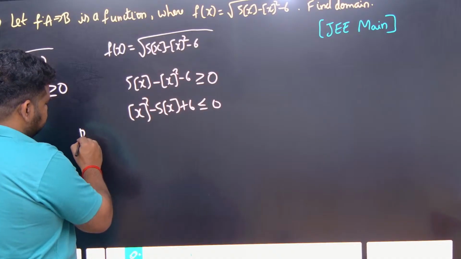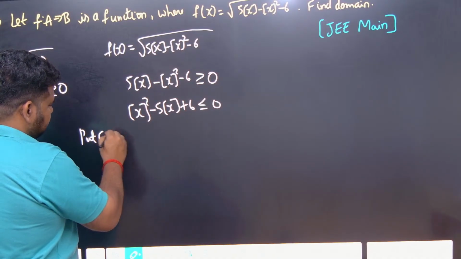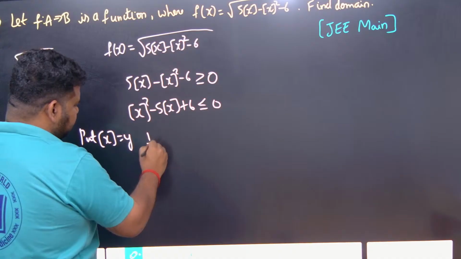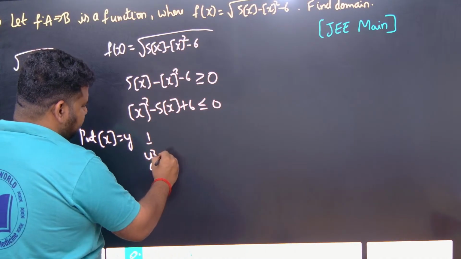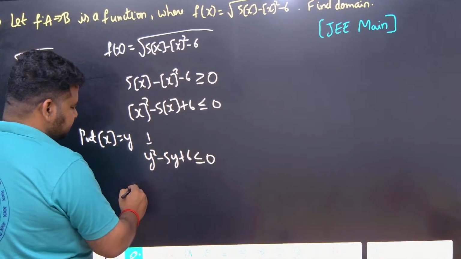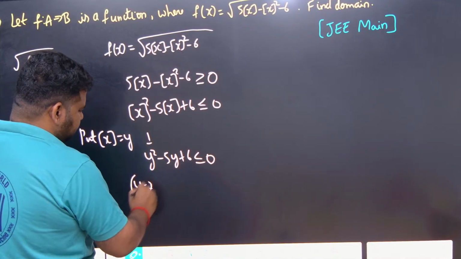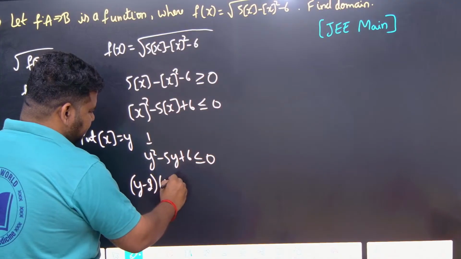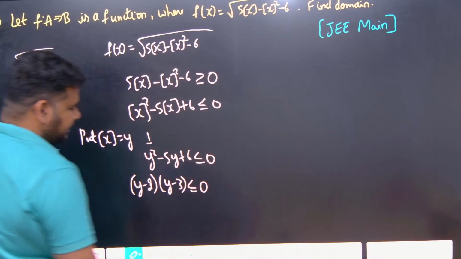Now put step of x is equal to y. So this will turn out to be a quadratic equation like this in y: y square minus 5y plus 6 less than or equal to 0. On factorizing this, we will get y minus 2 into y minus 3 is less than or equal to 0. You will be getting it.